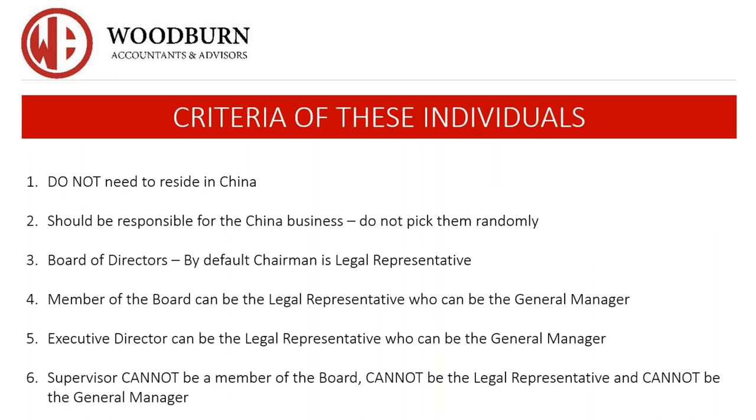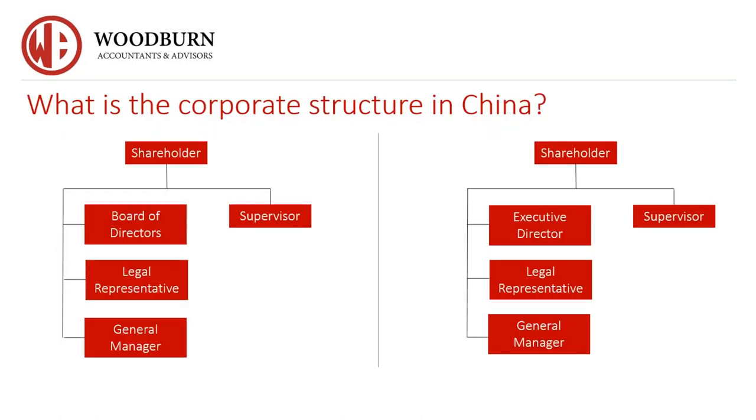So just to go through a bit the criteria of these individuals that are being appointed in the structure. If we look back at the corporate structure, the first thing that you should note is that the shareholder is obviously the entity or individual that is based abroad, okay? Because you're setting up a foreign invested company. Then all the people that are appointed below the shareholder, nobody needs to reside in China, okay? There is no requirement for somebody to be residing in China.